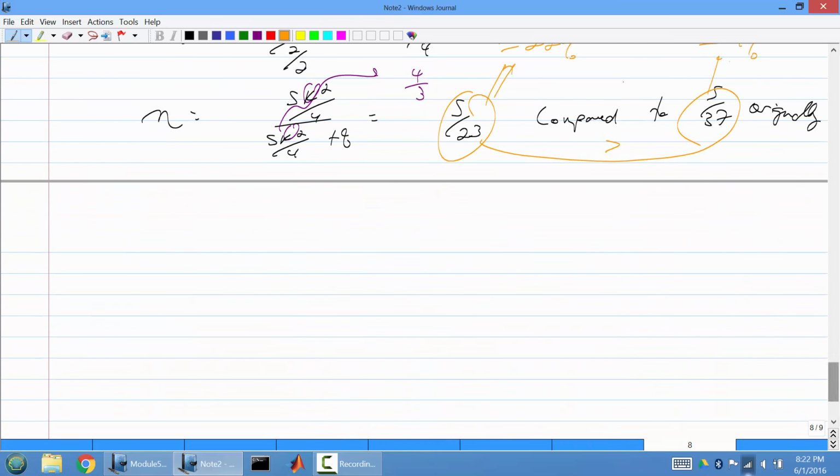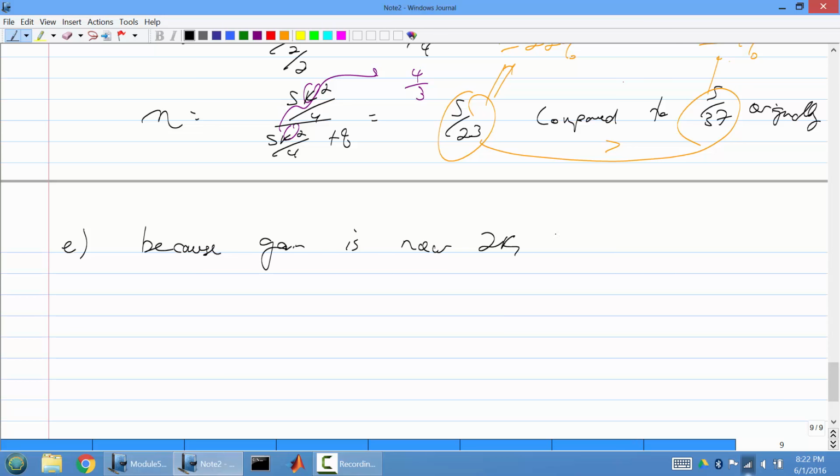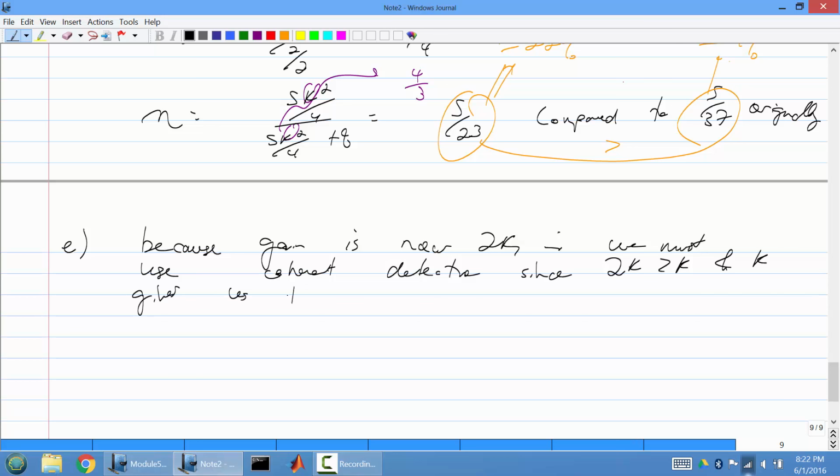Okay, so the gain is now 2k, therefore we must use coherent detection, since 2k is bigger than k, and k gives us the edge case for envelope detection.